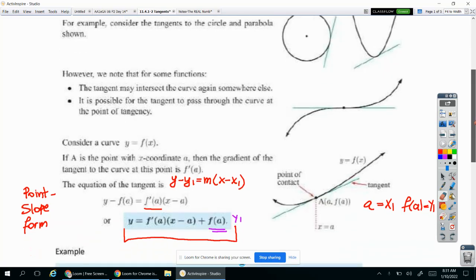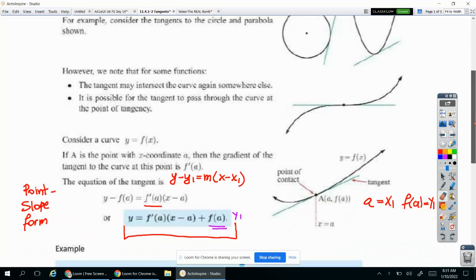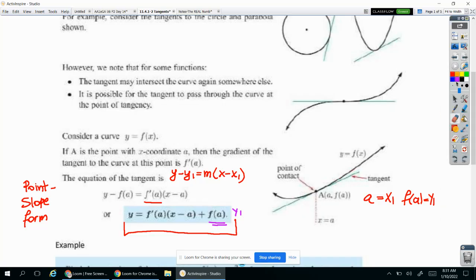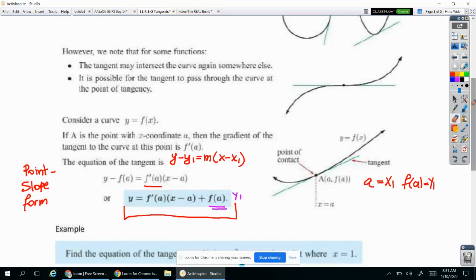Now, besides finding the slope, we can also write an equation of a tangent line, and our notes right here give us that equation. So we're going to compare it briefly with slope-intercept form, with point slope form, which I have written here. So this should be familiar to us. y minus y1 equals m times x minus x1, where m is the slope or the gradient and x1, y1 is the point.